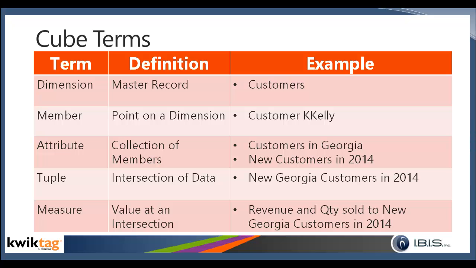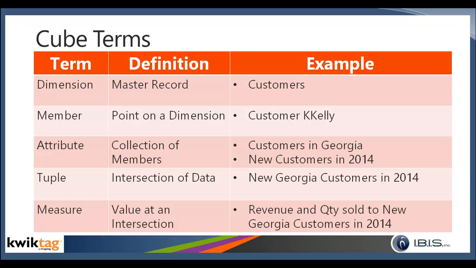A tuple is an intersection of data. So for example, new Georgia customers in 2014. So you have a couple of dimensions that you're using there. You're not just looking at customers, you're also looking at a time frame. So 2014 is going to be a member of time.